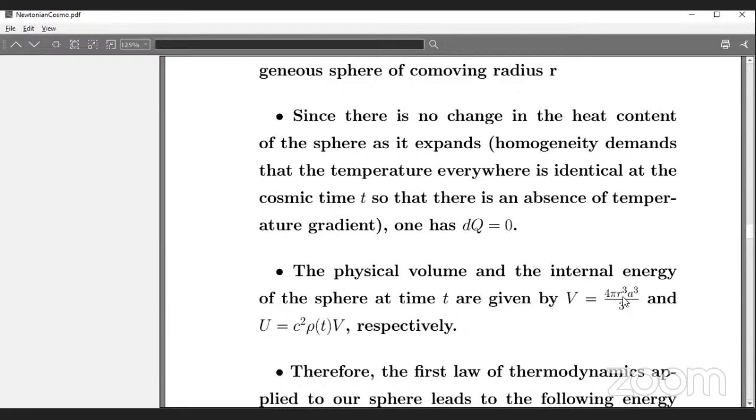The volume of the sphere is simply 4 pi by 3 L cubed, where L is the physical radius of the ball. The physical radius of the ball is the comoving radius, which of course doesn't change with time, times the scale factor. So a cubed times r cubed is L cubed, where L is the expanding radius of the sphere. And hence, we have expressed the internal energy of the spherical ball as c squared rho of t multiplied by 4 pi r cubed a cubed by 3. Of course, a is changing with time and rho of t is changing with time.